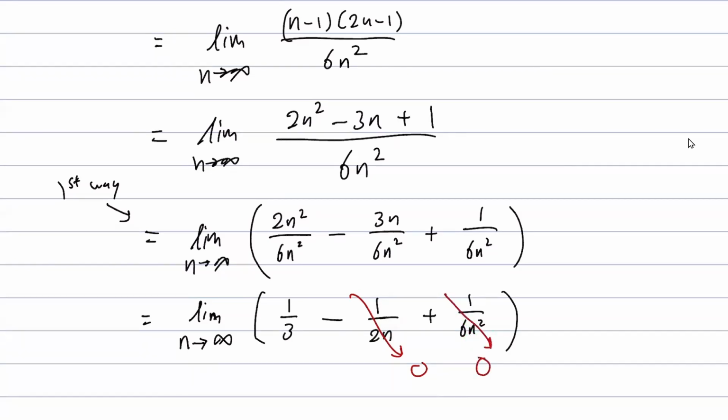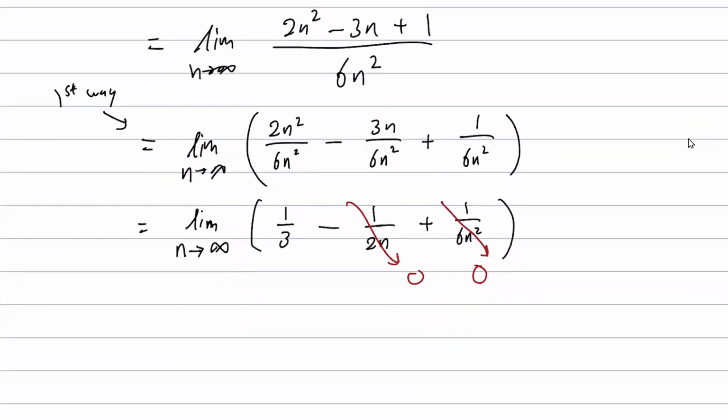But if you reach 0, it's just 0 lah. So that means I'm just left with what? 1/3. Is it affected by the n? No. Then you're just left with 1/3. That's your answer. Can?